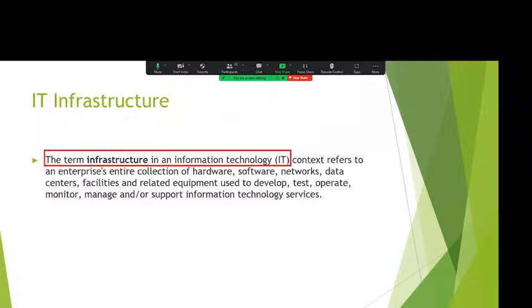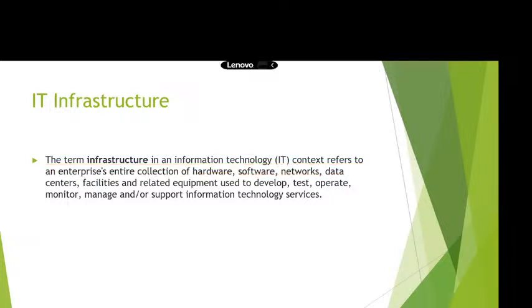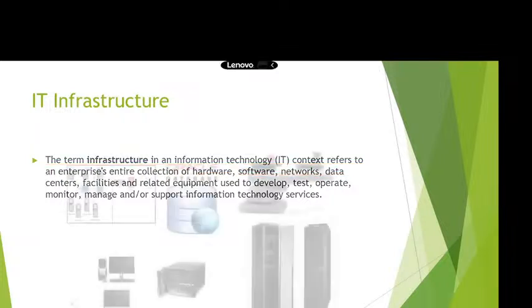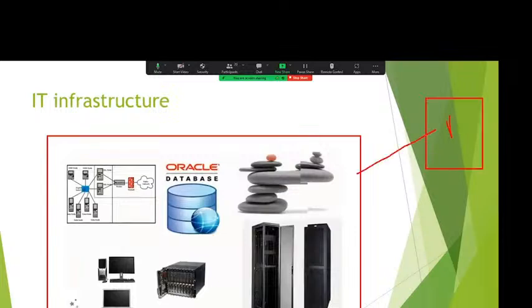This is the exact definition of IT infrastructure. The term infrastructure in information technology refers to a collection of hardware, software, switches, network, and load balancer. Now, to maintain our own IT infrastructure, we require what? One DC. What is the DC? Data center. If you go to TCS, Cognizant, Wipro, Accenture, any company in the world, they will have their own data center.